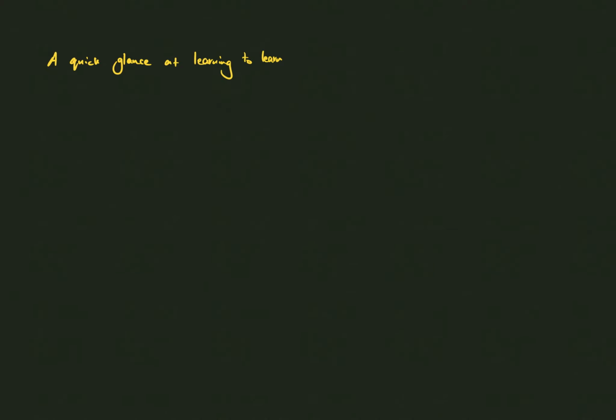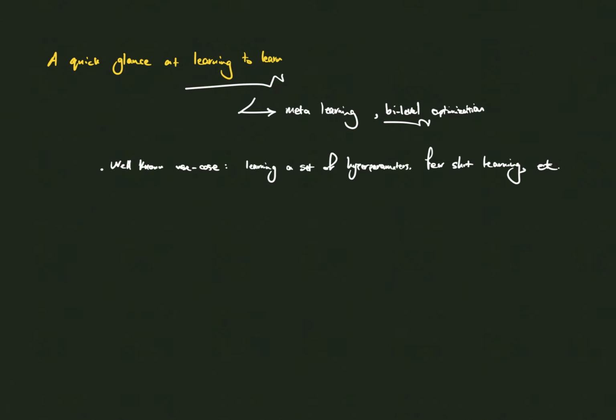In this video, together, we want to take a quick glance at the concept of learning how to learn in machine learning. By that, I'm specifically referring to the concepts of bi-level optimization and meta-learning. The well-known use cases and applications of this are learning a set of hyperparameters, doing few-shot learning, searching for architecture, and things as such. It is important for this discussion to review certain mathematical concepts first before proceeding further with the discussion.